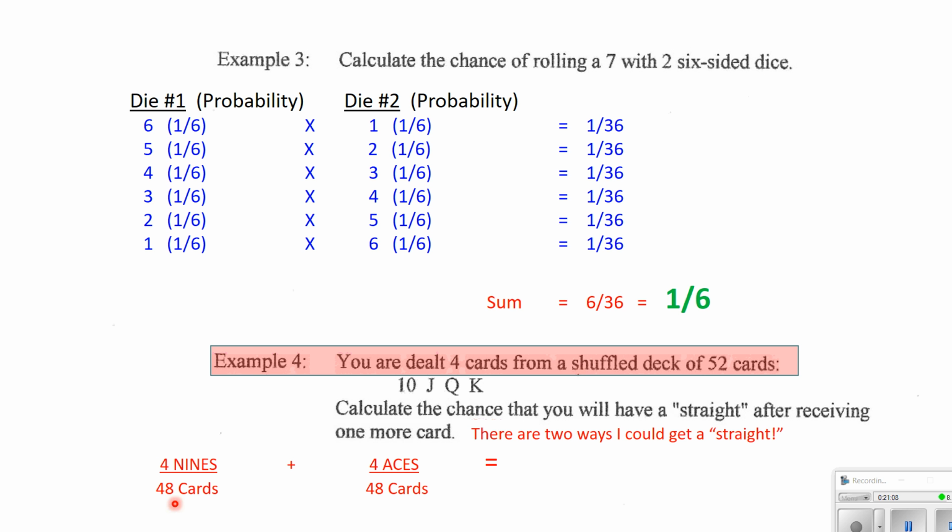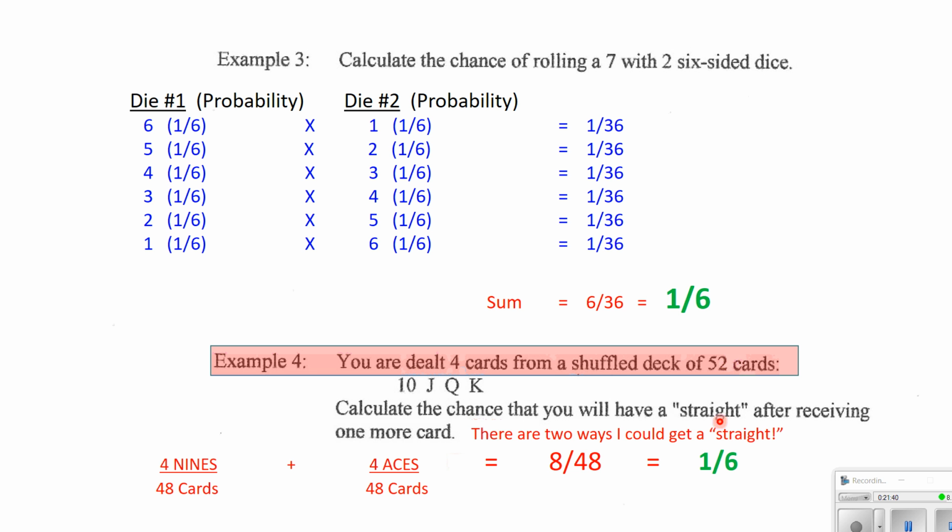There's also 4 aces in that deck out of 48 cards. Ace of diamonds, ace of hearts, ace of clubs, ace of spades. So either way, if I get a 9 or an ace, I've got my straight. So the total probability of getting a straight is the sum, rule of addition, the sum of these two probabilities. So that's 8 out of 48, which reduces down to a 1 out of 6 chance.